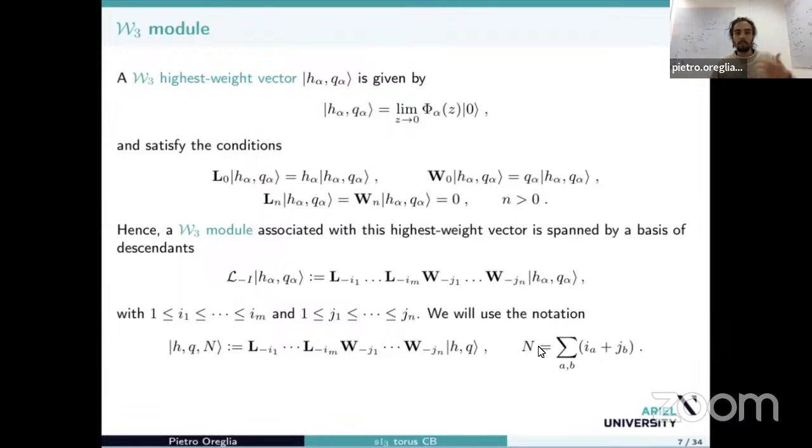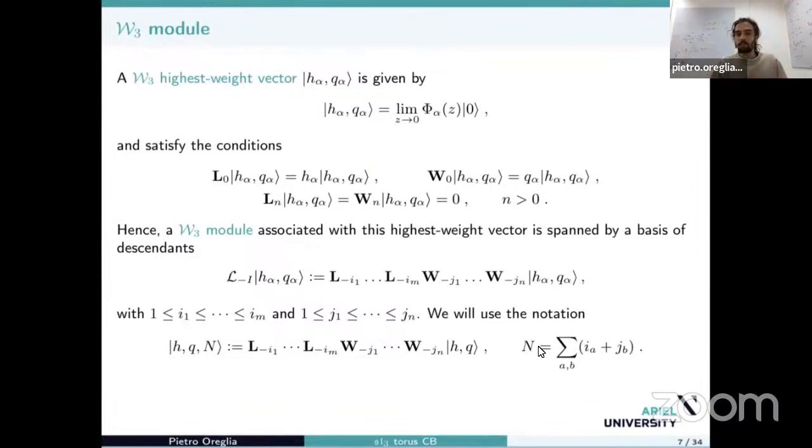So with the action of the general modes W and L, we use this convention here on the indices, in this order. Also, I will use in the next part this notation over here, where the integer n is given by the sum of all the indices that appear in this descendant. It's also called the level of the descendant.